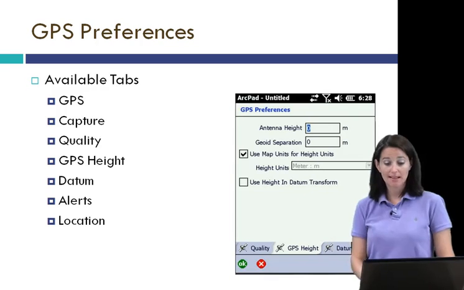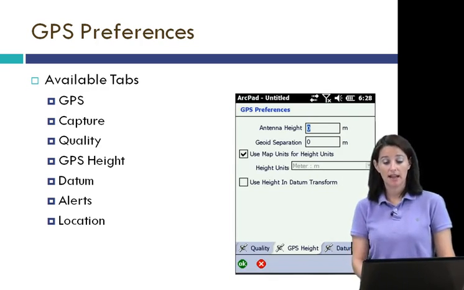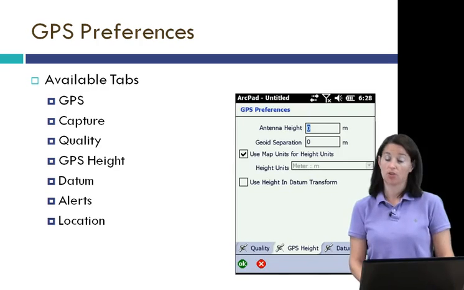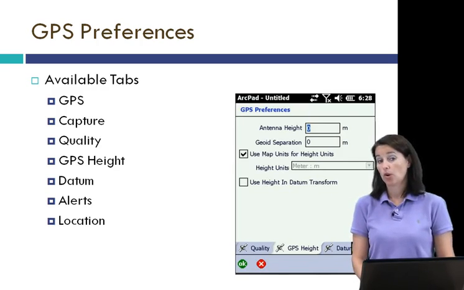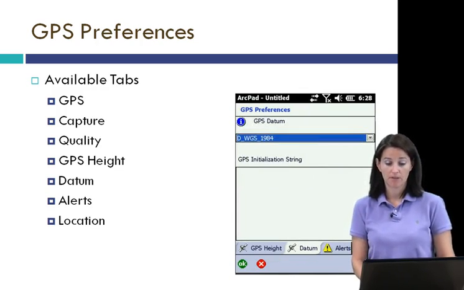Now, under the GPS height, this is where you can say if you have an antenna, what the antenna height is, or if there's a geoid separation. And then whether or not you want to use the map units for the map height, or if you want to specify a different type of unit.